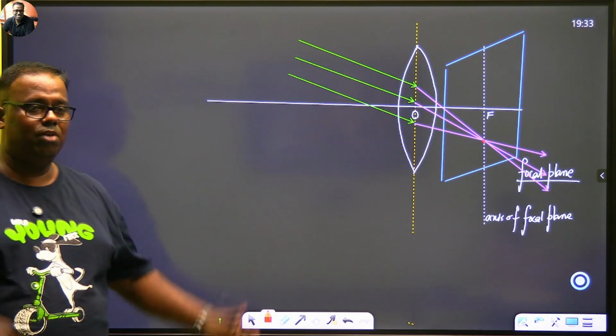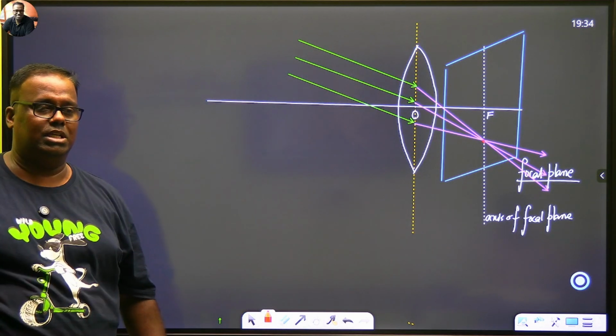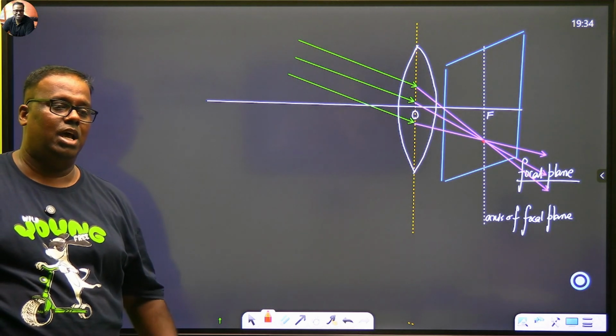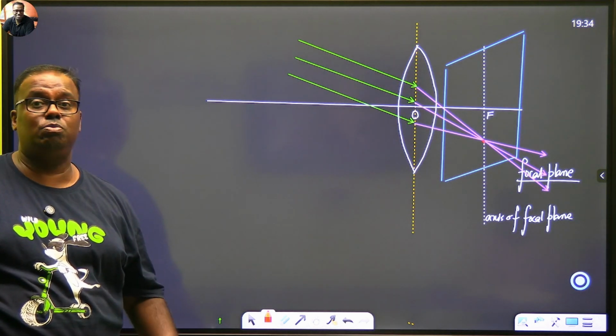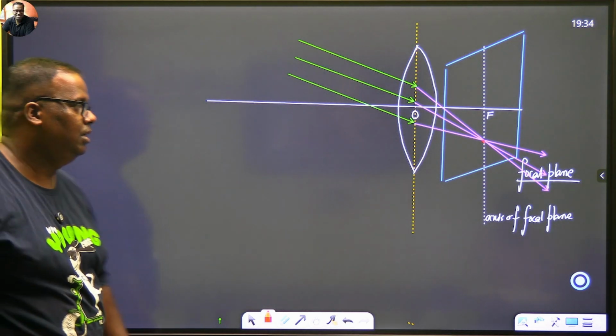So tell me children, have you now understood what is principal focus and what is a convergent lens? Now it should be absolutely clear in your mind.